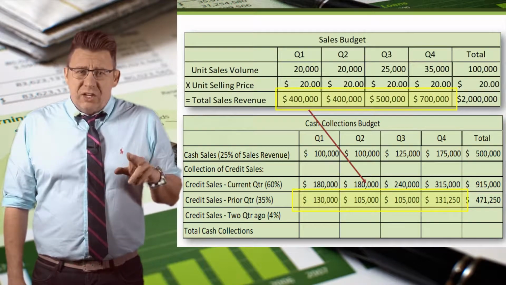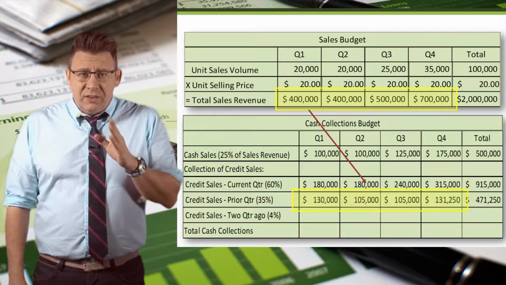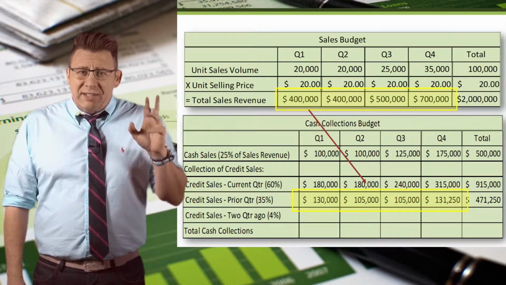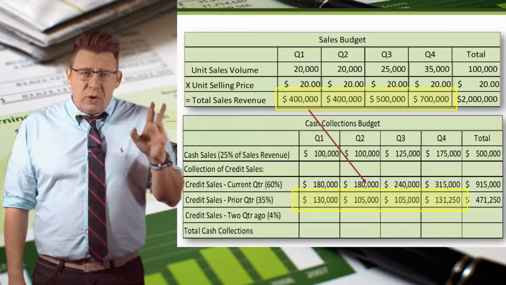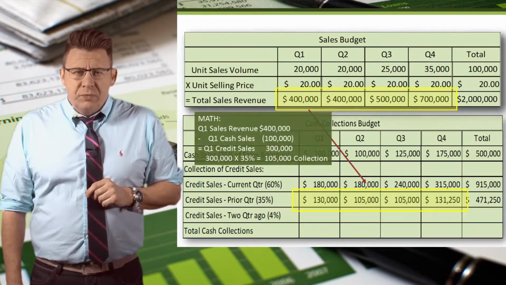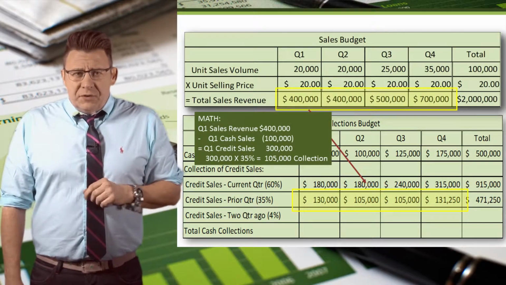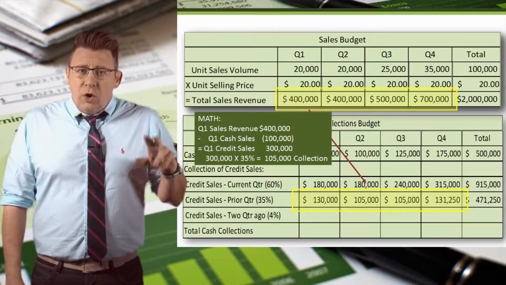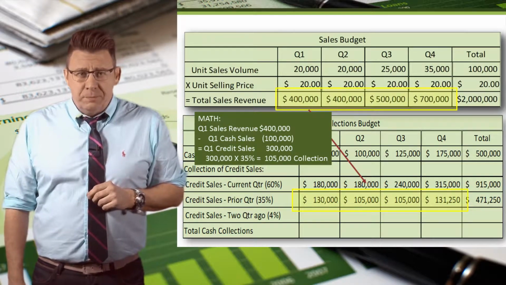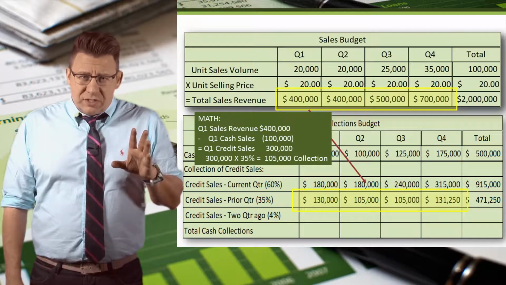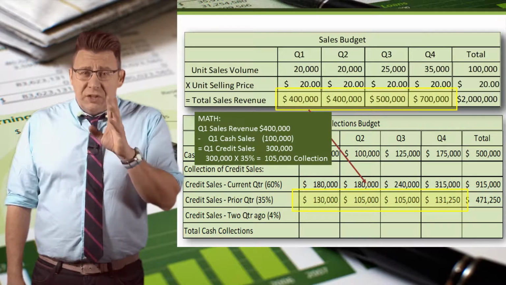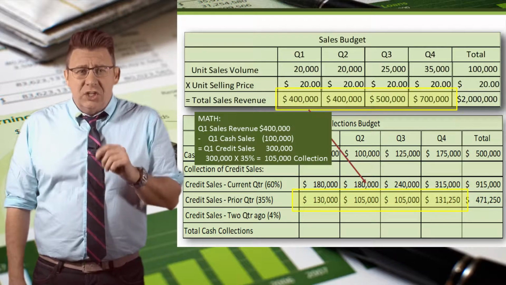35% of the credit sales from the prior quarter are collected in the current quarter. So we need to take the total sales revenue, subtract cash sales to arrive at credit sales. Then 35% of that is collected in the following quarter. Here's the math for Q1. The total sales revenue is $400,000. $100,000 are cash sales, so credit sales must be $300,000. Therefore, 35% of $300,000 is $105,000. And this amount of the Q1 credit sales is collected in Q2.